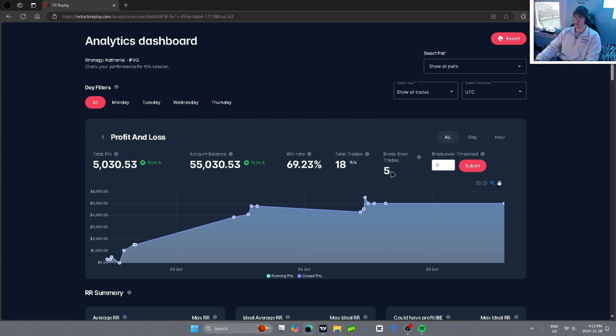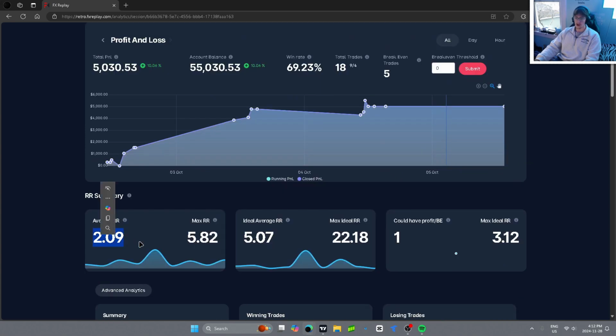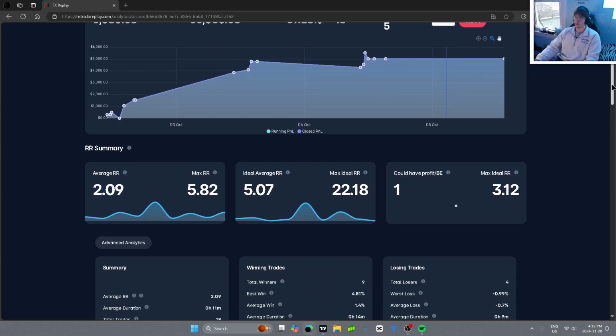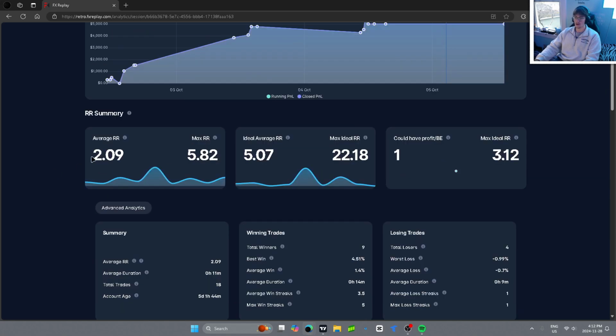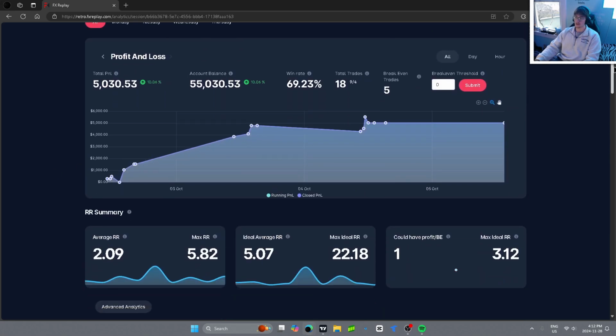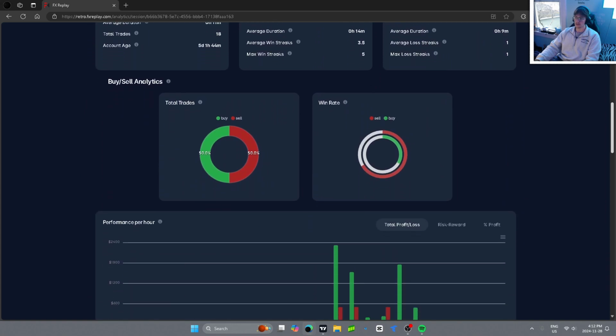9 wins, 4 losses, 5 break evens. This RR is not accurate. It's probably more like 1.4, 1.5 maybe, something like that, because this counts my max RR reached in a trade or something. It doesn't know that I'm taking partials and stuff. I'll just go down through the stats quickly for you guys in case you want to see anything here.